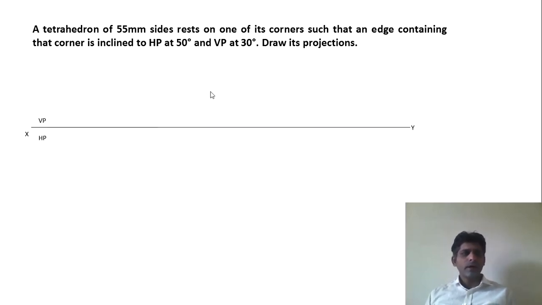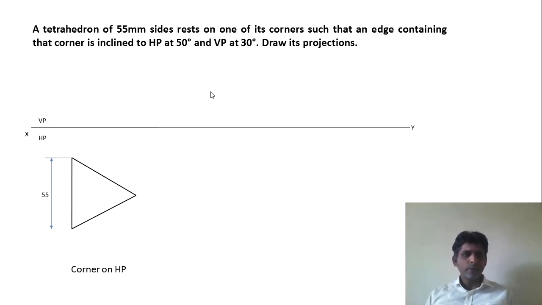Draw the XY line, mark VP, HP. Draw the top view, which is an equilateral triangle of 55 mm sides. Mark the center. You can take corner A and join it to the midpoint of BC, take corner B and join it to the midpoint of AC, and take C and join it to the midpoint of AB. And you will observe that all of them will intersect at one point, and that point can be taken as the center.